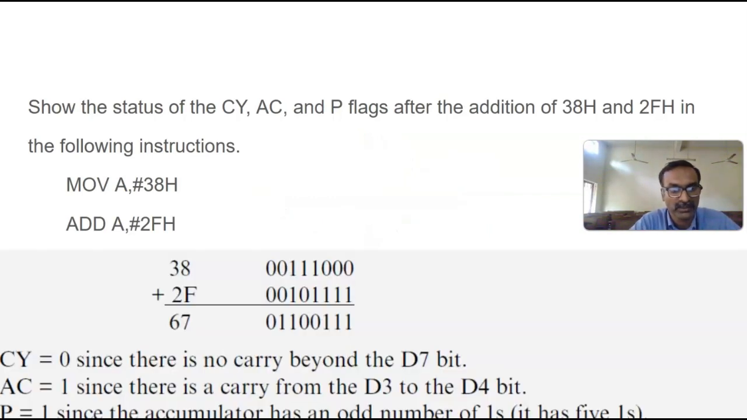So we'll see the answer. 38 plus 2F is equal to 67. Carry flag will be equal to 0. Auxiliary carry flag equal to 1. And parity flag is equal to 1. So this is the answer, and we have to write the explanation also.